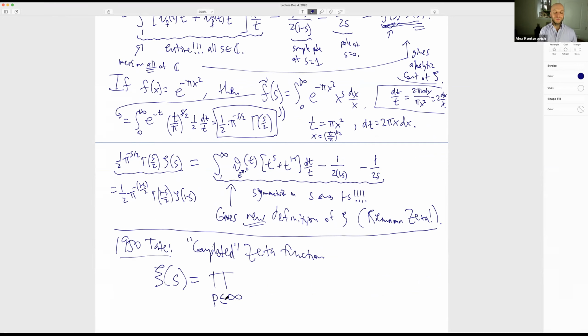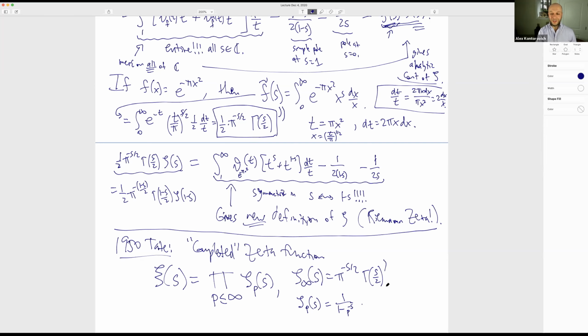These could now be called places instead of primes. There's a prime at infinity, which is the local places. And the infinity place is the function 1/2, or not, the 1/2 doesn't really matter, pi to the minus s over 2 gamma of s over 2. And the other local values are the Euler product values. So this is 1 over 1 minus p to the minus s.